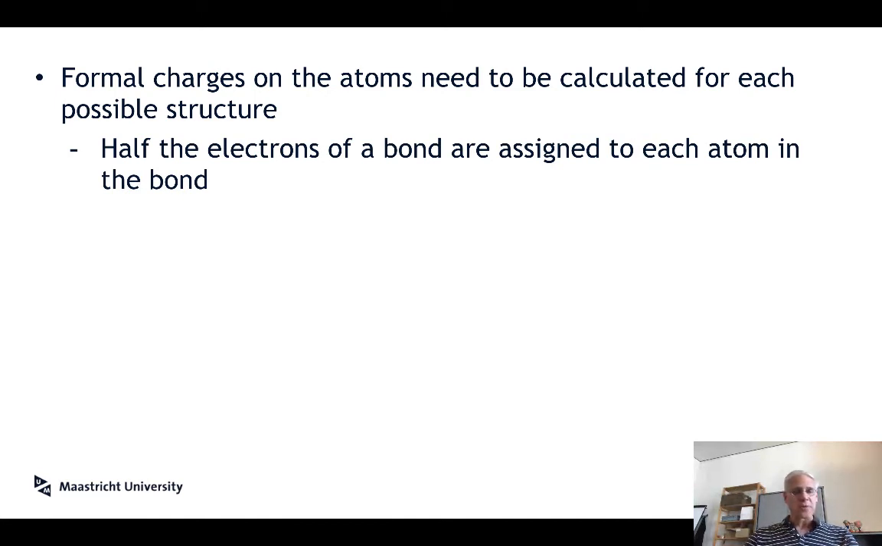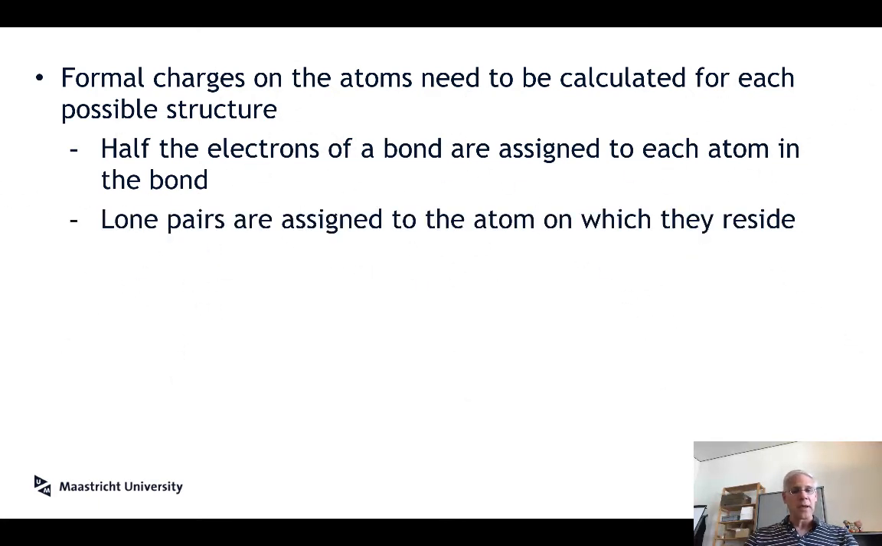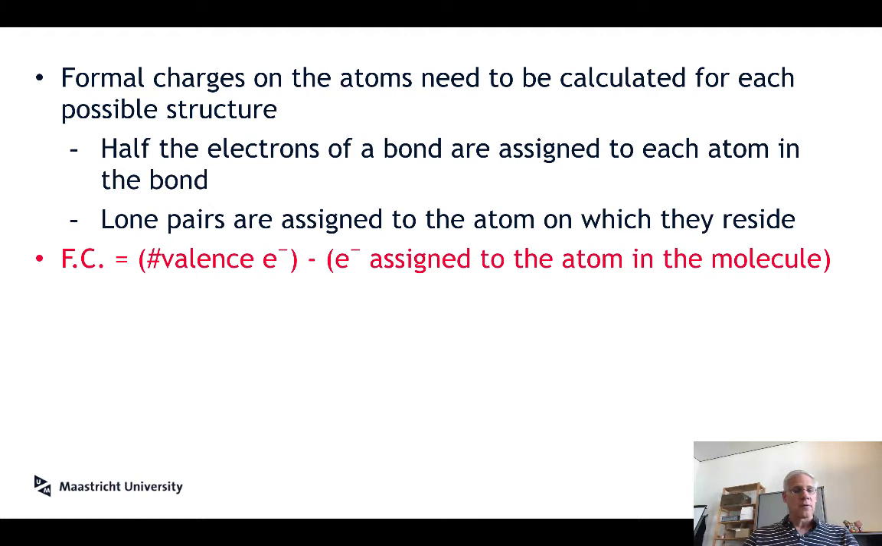We just split all of the electrons of a bond, and we assign 1 electron from each bond to each of the 2 atoms involved in the bond. If there are any lone pairs on an atom, those belong only to the atom that they sit on. And then we take the number of valence electrons that the atom would normally have, that we find in the periodic table, and we subtract the number of electrons that we've assigned it in the molecule from these upper 2 steps.